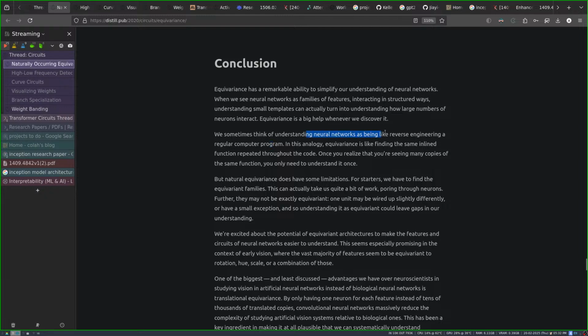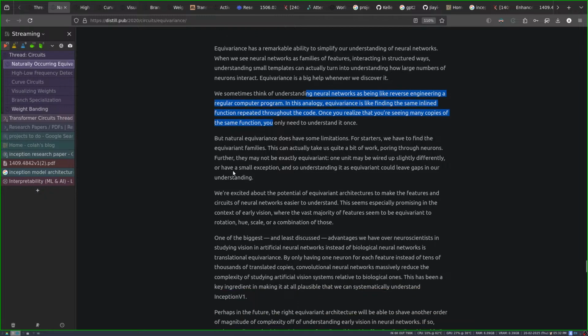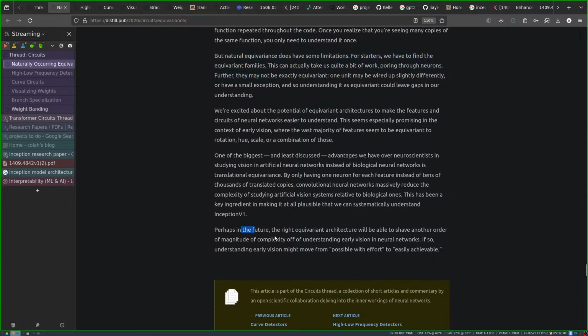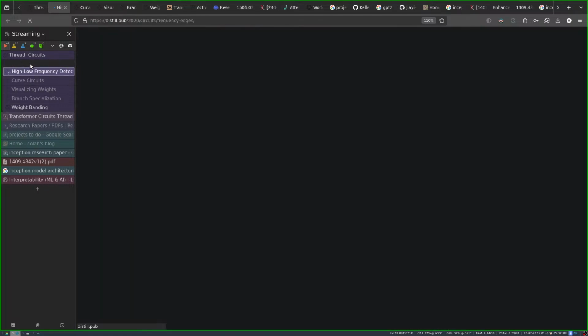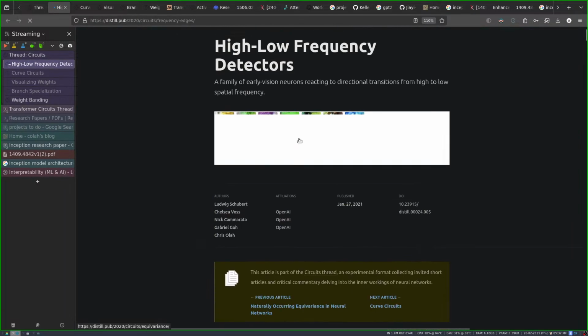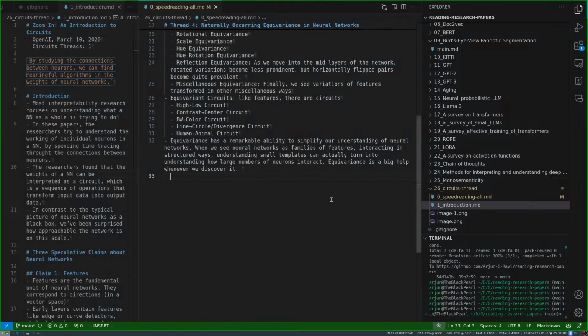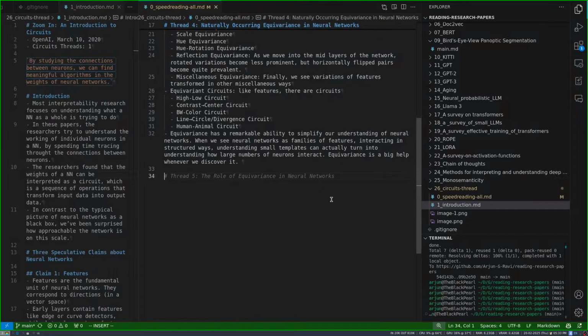Think of understanding neural networks as reverse engineering a regular computer program. But natural equivariance does have some limitations, such as when equivariant families, like blah blah blah. Perhaps in the future. Okay, sure. This is probably about how high-low frequency detectors, right?